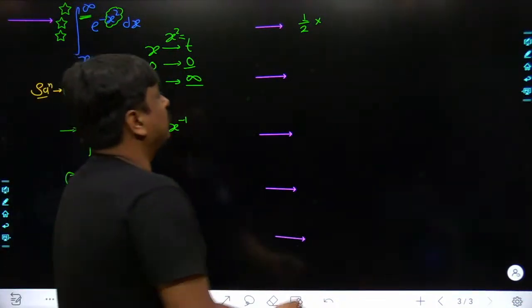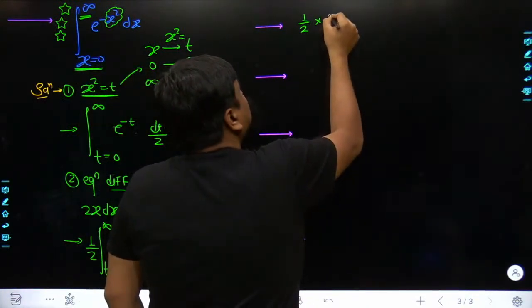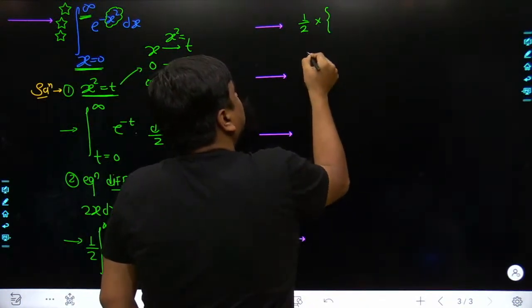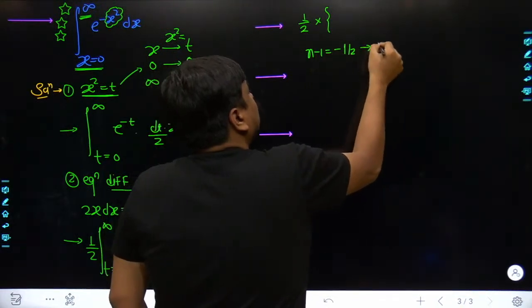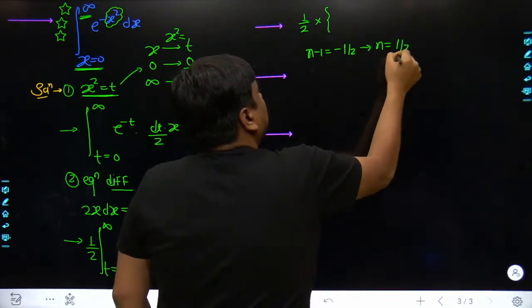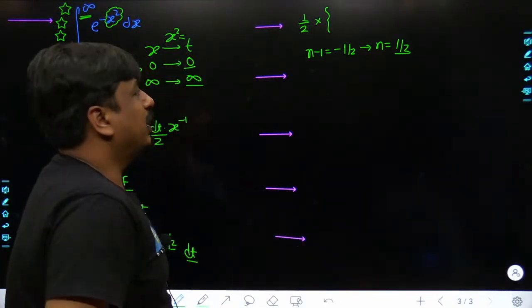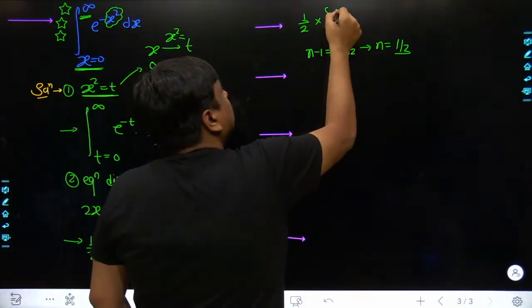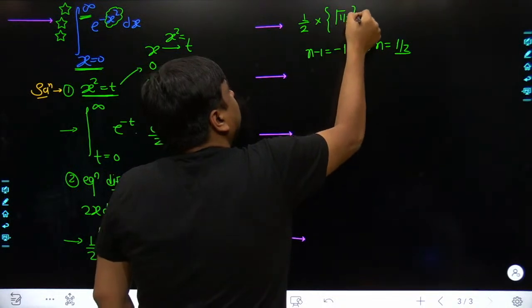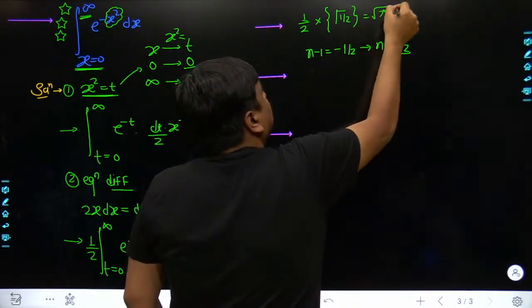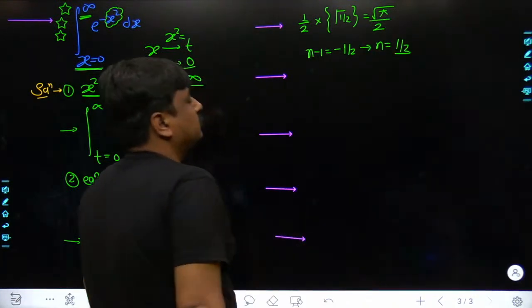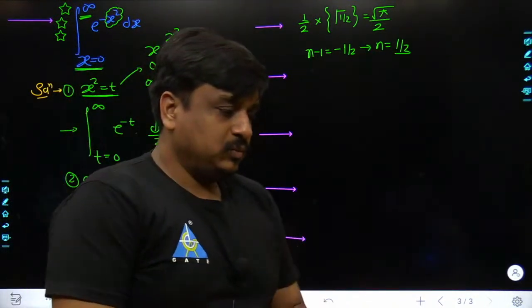So what's going to happen over here? You just have to focus on the value of n. n minus 1 equals minus half. So the value of n is going to be minus half plus 1, that is half. So here it becomes gamma of half, and we know the value of gamma of half is root pi, which would be divided by 2, obviously.